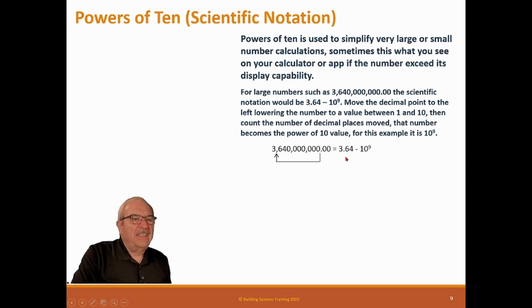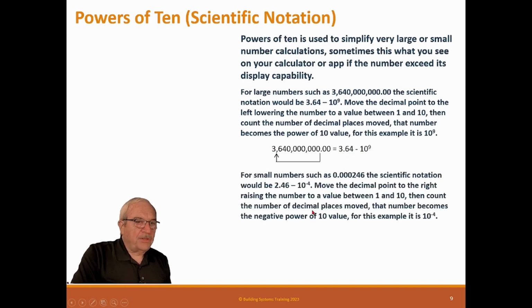×10 to the ninth. And the reason it's ninth is we count the decimal places we moved. 1, 2, 3, 4, 5, 6, 7, 8, 9. Move that decimal place to there. And that's how this symbol is written. Now that's not a minus sign, and that's not actually a power. It's just a symbol that tells you how many places we've moved this decimal place.